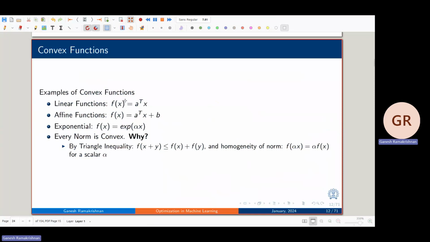Okay. So every norm is convex, basically by the triangle inequality and homogeneity of the norm, which is f of alpha x is alpha f of x. These are the two properties we have used. I've just summarized the proof method here. The details are exactly for norm one. Any questions?